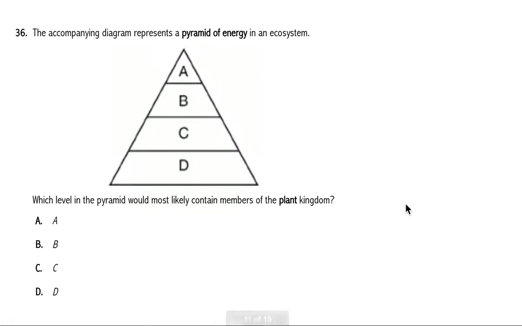Question 36. The accompanying diagram represents a pyramid of energy in an ecosystem. Which level in the pyramid would most likely contain members of the plant kingdom? A, B, C, or D?